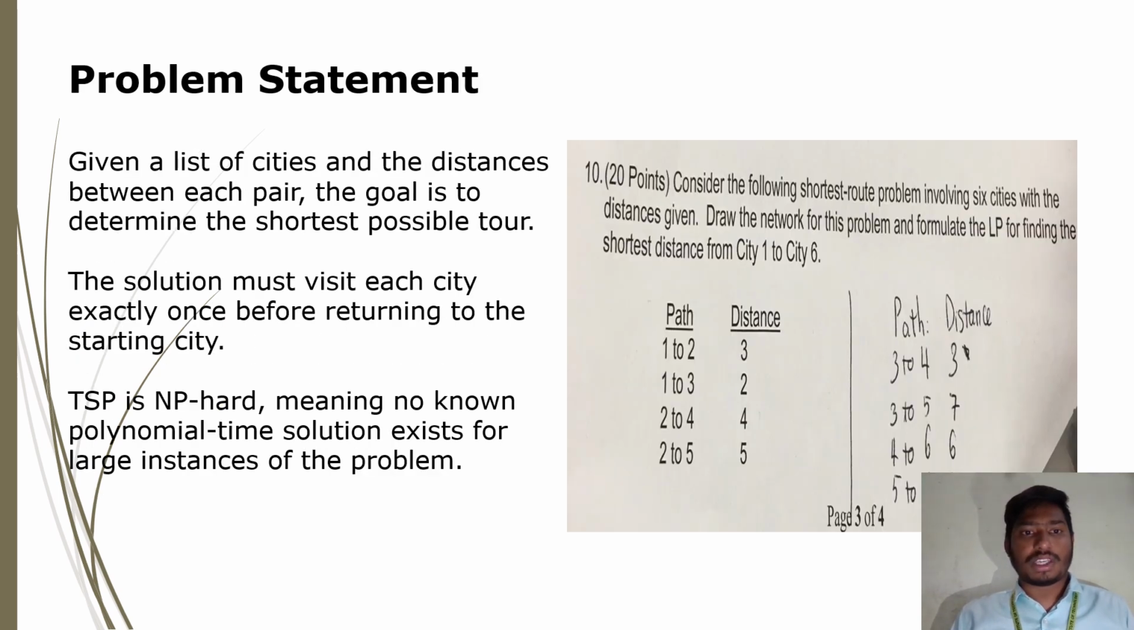Problem statement. Given a list of cities and the distance between each pair, the goal is to determine the shortest possible tour. The solution must visit each city exactly once before returning to the starting city. Traveling salesperson is NP-hard, meaning no polynomial time solution exists for large instances of the problem.